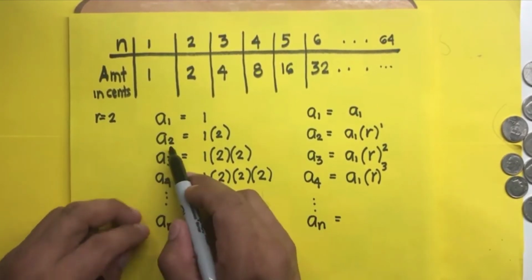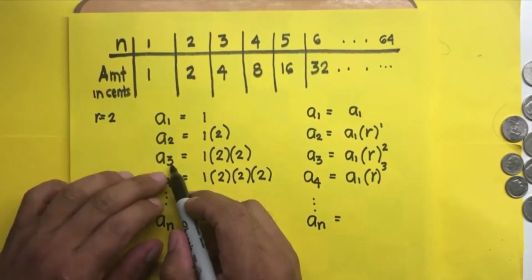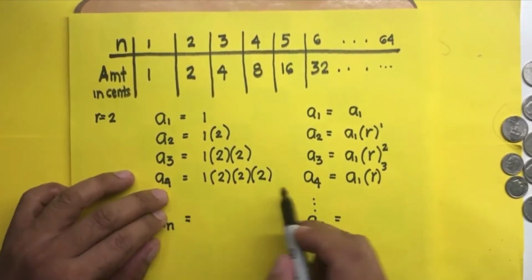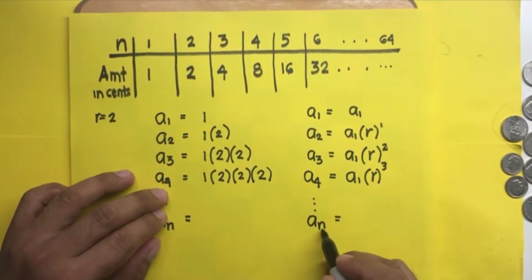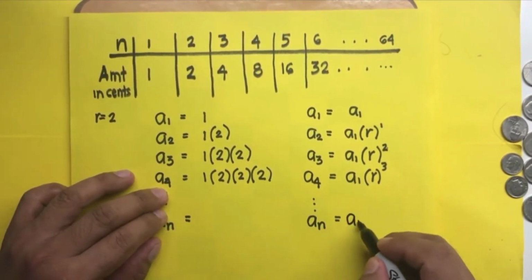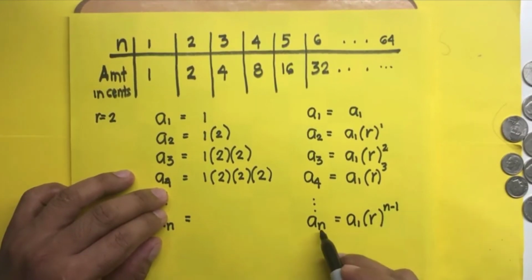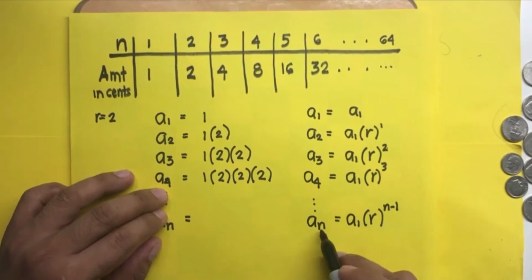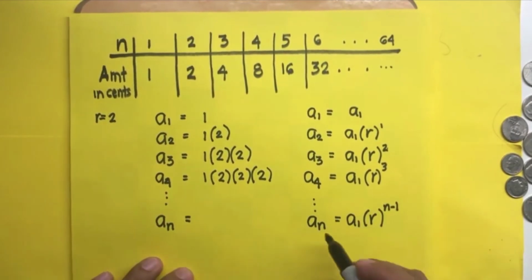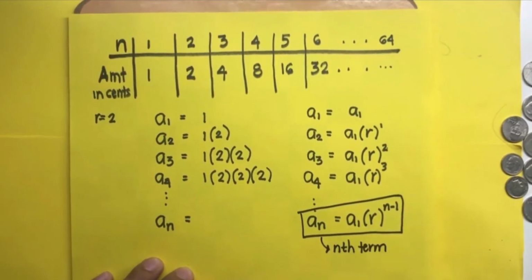Notice that when you have a subscript of 2, your exponent is 1. When you have a subscript of 3, the exponent is 2. With subscript 4, the exponent is 1 less than whatever the number here is. So if you have a subscript of n, this exponent must be 1 less than n. So we just copy a sub 1 times r, and we raise that to n minus 1, because the exponent is always 1 less than the subscript. We therefore can write the nth term this way. This is now the nth term notation.